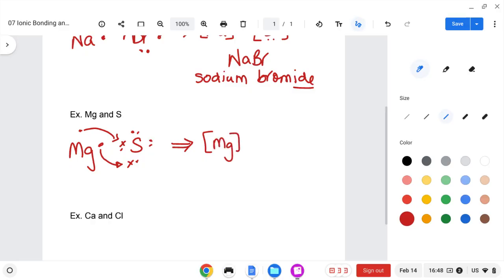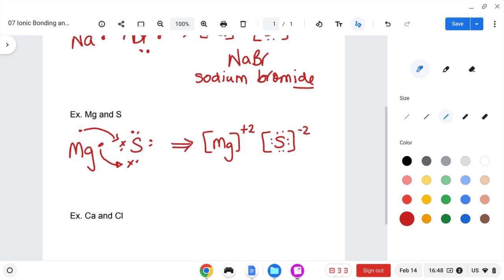So magnesium now has lost 2 electrons, so 2 negative things. So overall, he has 2 more protons than he has electrons. So that's why his charge is +2. And sulfur now has a full outer energy level, and he gained 2 electrons. So his charge is -2.